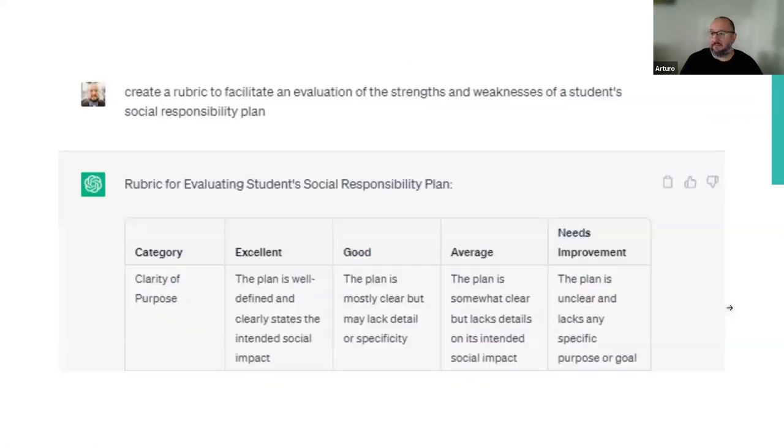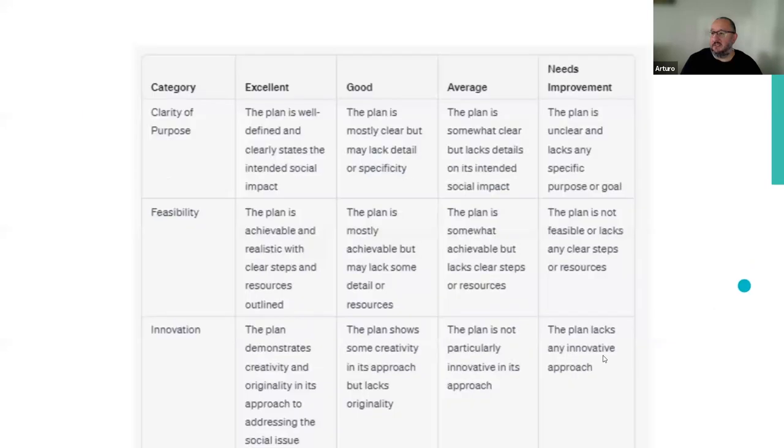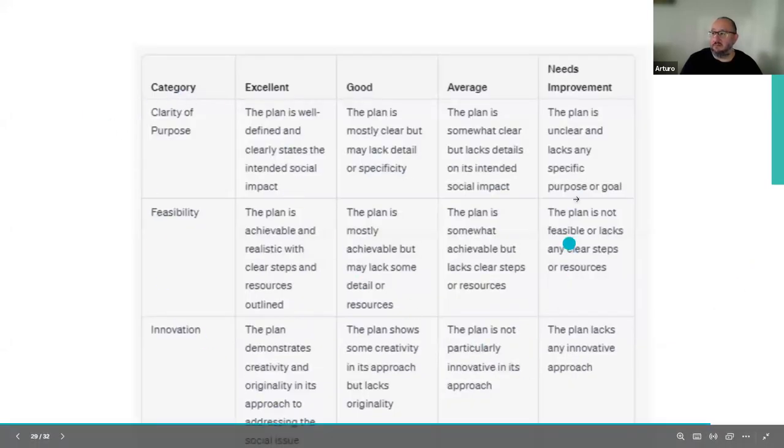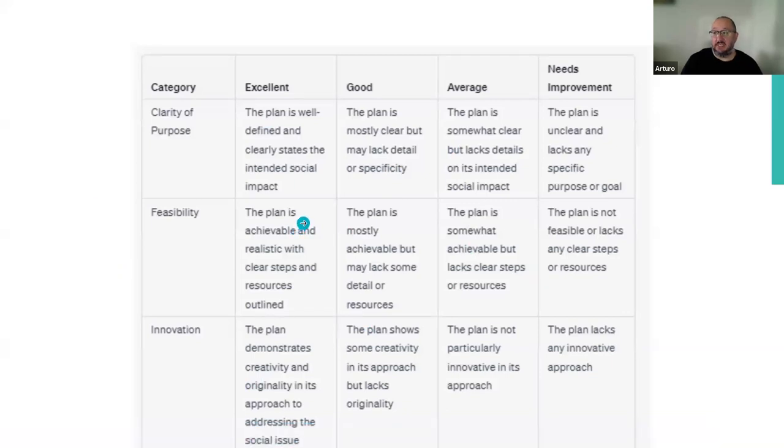And then finally, I need to assess this. So I've asked AI to create a rubric to assess the evaluation of strengths and weaknesses of a social responsibility plan. Essentially it's developed this rubric that I can then incorporate into my learning management system. I can make changes to it. I can be more specific about what I want the rubric categories to be. But in this case, I just asked it to generate what it thought was important, but I can certainly prompt it and give details and things of that nature.